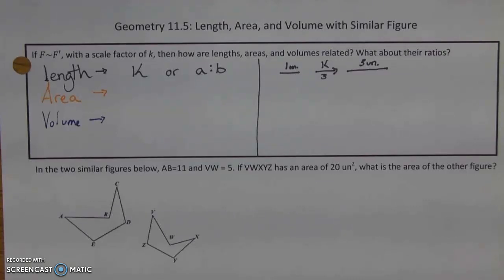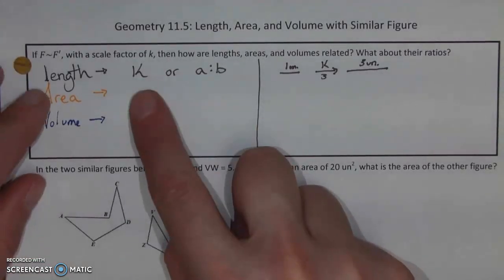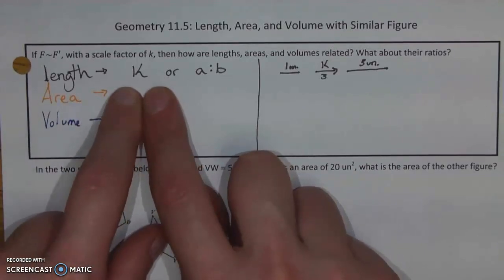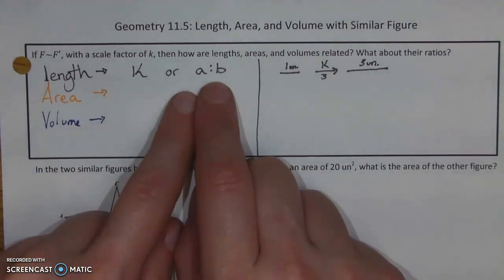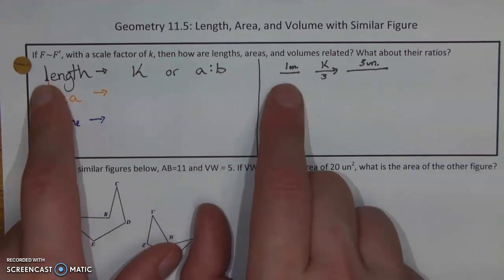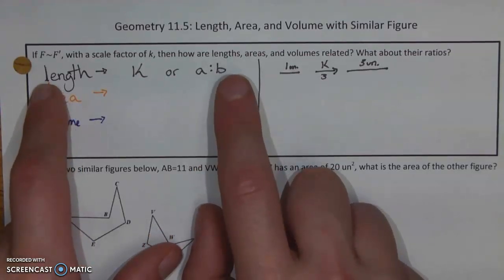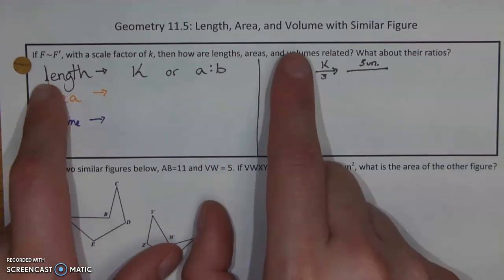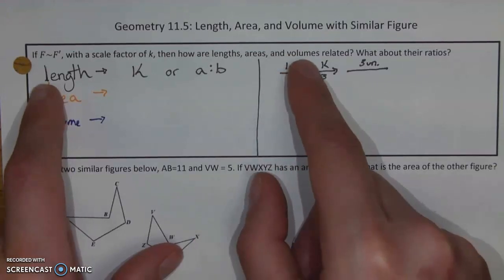Hi guys, today we are going to be looking at length, area, and volume with similar figures. So when we're looking at this, what we're trying to figure out is, if we know that we have a scale factor k, or a to b, that relates lengths in similar figures, what will be the relationship between the area and the volume of these similar figures?